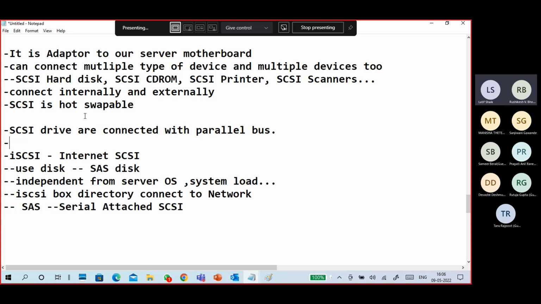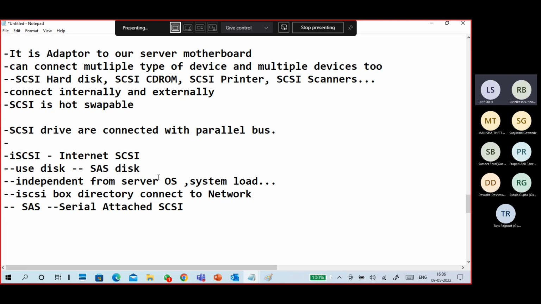But when iSCSI came up, iSCSI is independent of everything. No server operating system is required, no extra system load. We directly connect it to the network, so you can access the SCSI disk from the network. Of course, it will be controlled by a server OS, but it does not depend upon the server or any operating system.